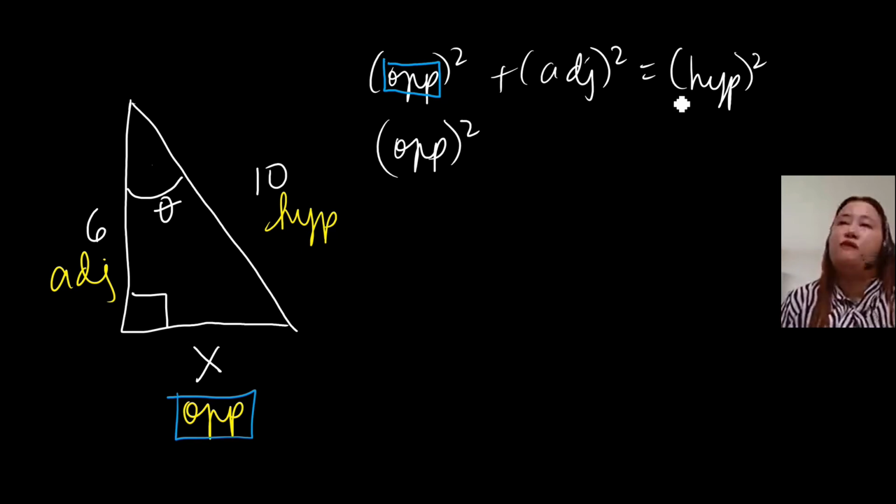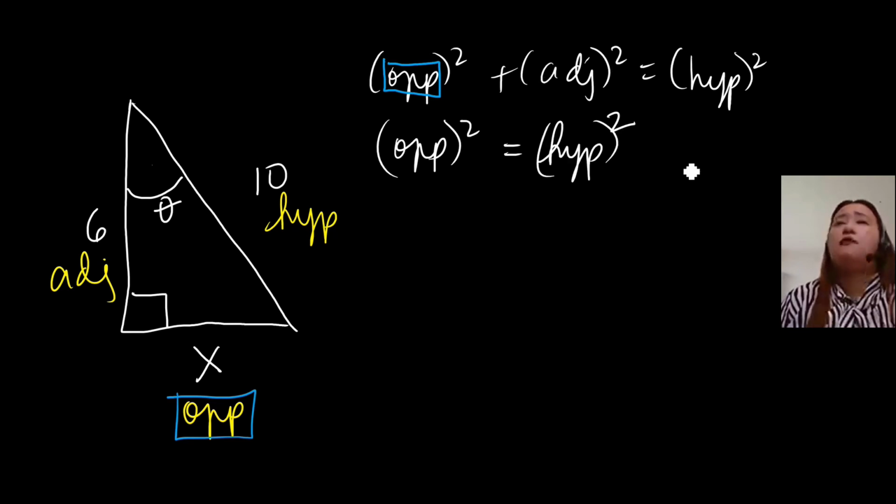So we can move or transpose the adjacent. How? Copy first what is on the right, so hypotenuse squared, and then move here the adjacent squared. If you can remember, when you transpose, the operation will change. So this will become minus.